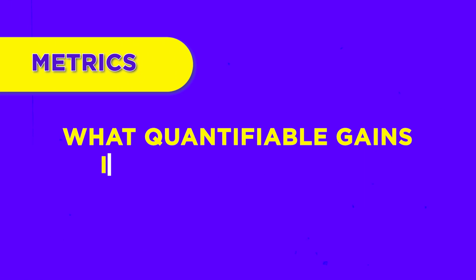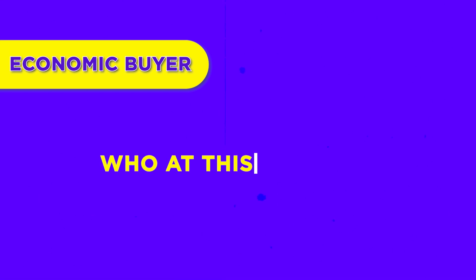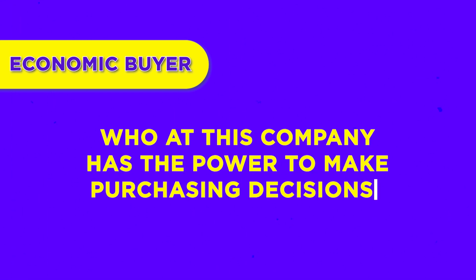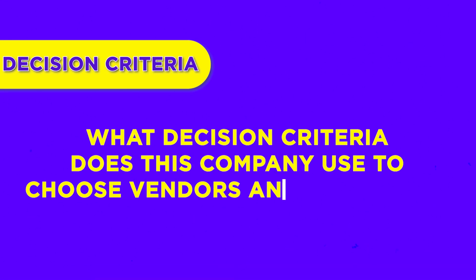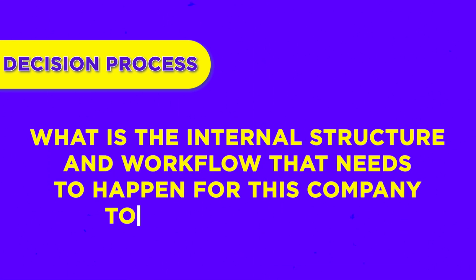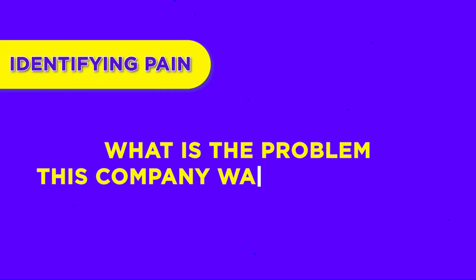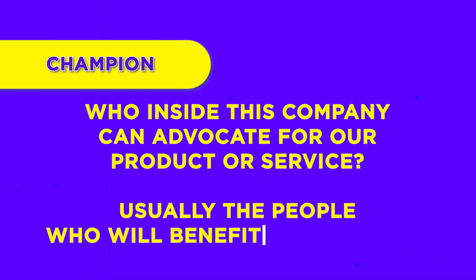Similar to BANT is MEDDIC. M, metrics. What quantifiable gains is a potential lead looking to generate from your solution? E, economic buyer. Who at this company has the power to make purchasing decisions? D, decision criteria. What decision criteria does this company use to choose vendors and products? D, decision process. What is the internal structure and workflow that needs to happen for this company to make a decision? I, identify pain. What is the problem this company wants to solve? C, champion. Who inside this company can advocate for our product or service? Usually the people who will benefit from it most.